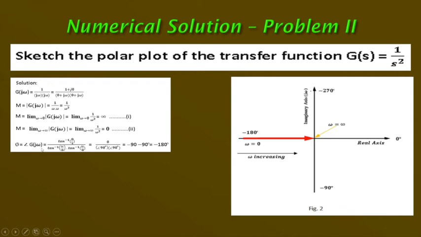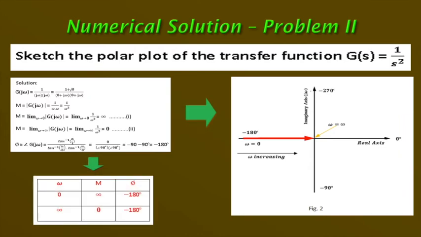Then taking phase angle. For the numerator part, tan inverse 0 by 1, and for the denominator, tan inverse omega by 0 into tan inverse omega by 0. That means infinity, so the angle is 90 degree, 90 degree. Then the total angle is 0 minus 90 degree minus 90 degree. So this is minus 180 degree always. This angle does not depend on the omega.